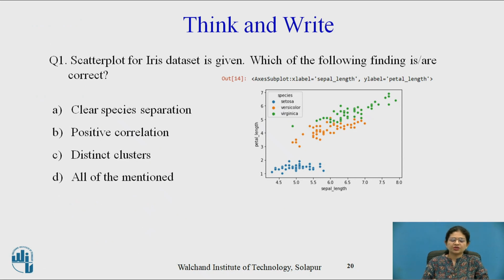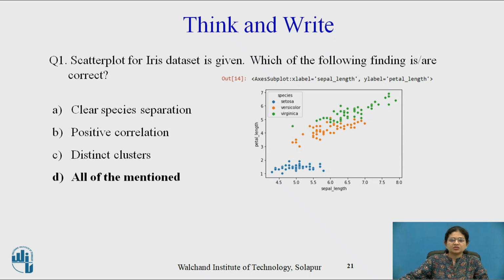Now pause the video and think about this question. A scatter plot for the iris dataset is given. Which of the following findings is correct? So look at here, the scatter plot is given. Now which one of these four options is correct? Clear species separation, positive correlation, distinct clusters, all of the mentioned. The answer is all of the mentioned.